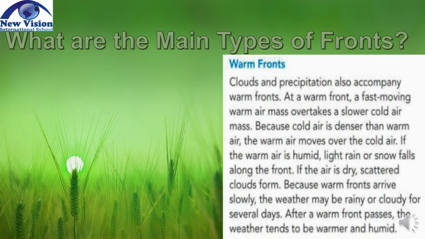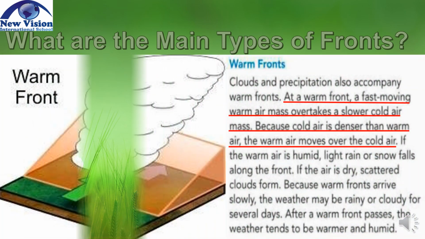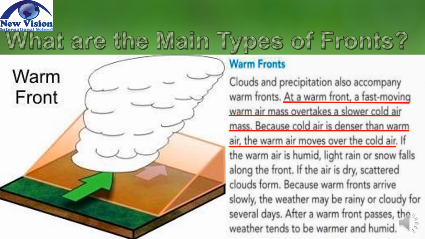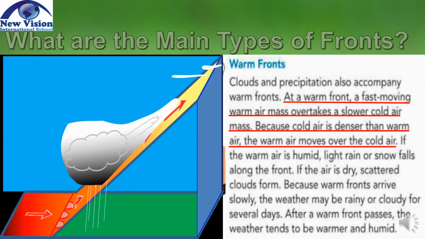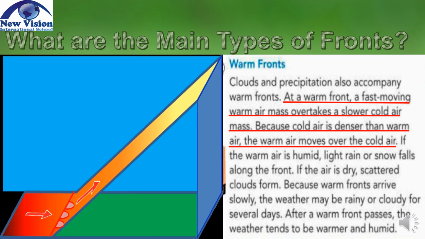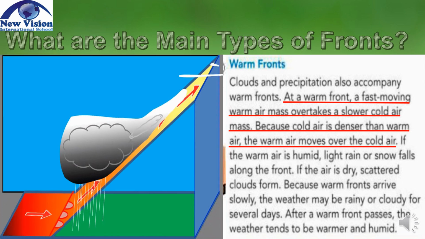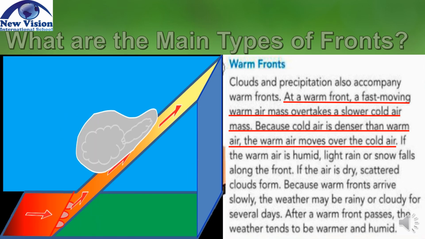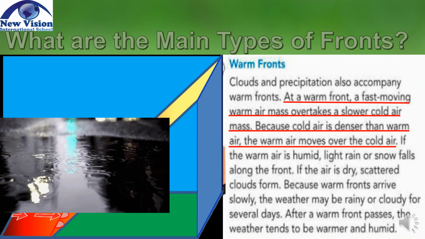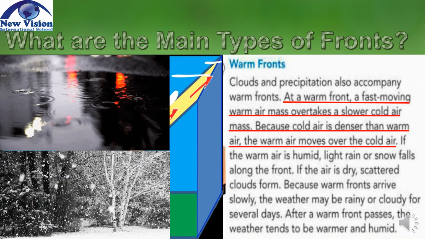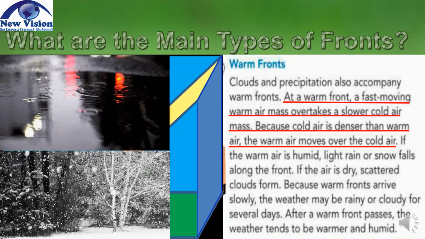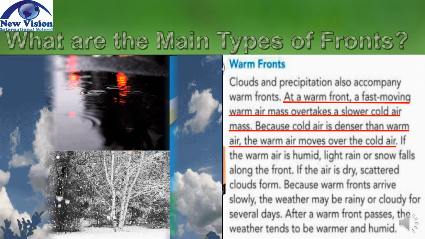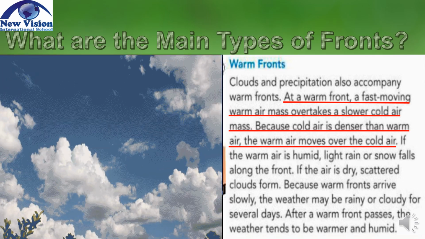Next is warm fronts. At a warm front, a fast-moving warm air mass overtakes a slower cold air mass. Because cold air is denser than warm air, the warm air moves over the cold air. What if the warm air is humid? What will happen? Light rain or snow falls along the front. What if the air is dry? Very good, scattered clouds form. Next.